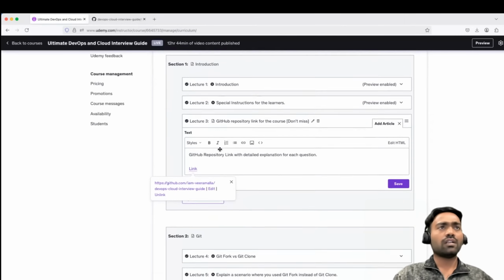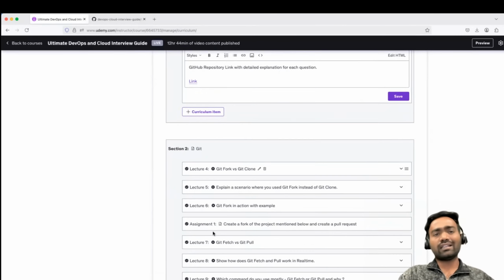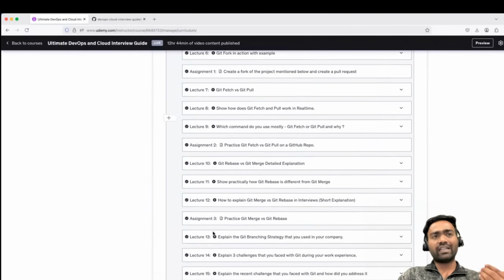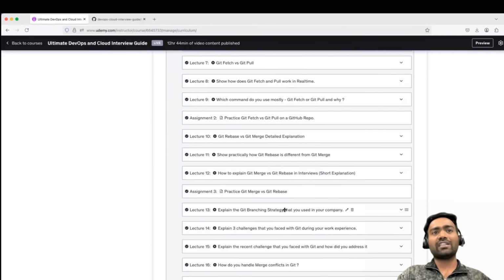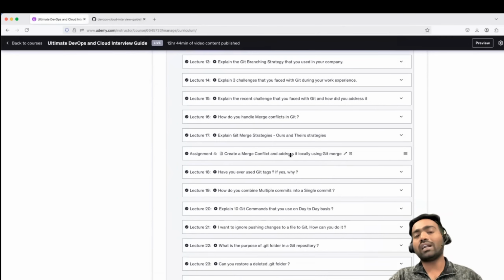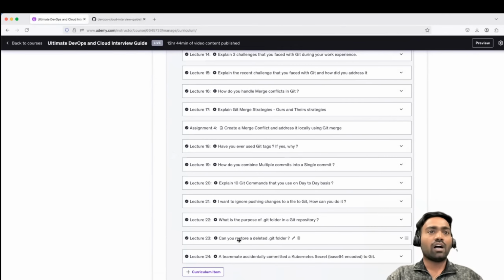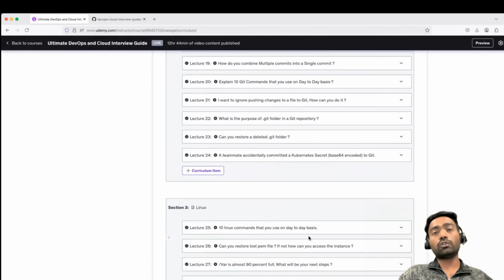Going back, so the first section covers introduction. In the second section, you will see various questions on Git. For example, explain the branching strategy that you used in your company. Very widely asked. Explain challenges that you faced with Git. Explain how you address the merge conflict. How would you restore a deleted .git? Or if accidentally a Kubernetes secret is pushed to Git, how would you revoke that secret permanently, not just Git revert?